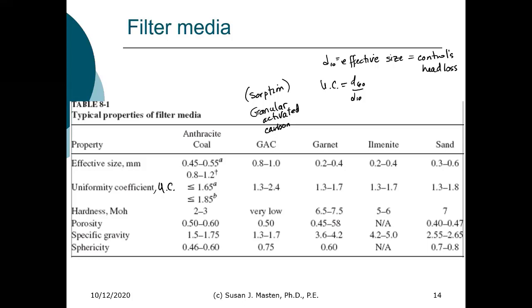This table from the textbook provides you with a number of values. On the other hand, the GLUM standards are slightly different. So I'm going to cross this out and I'm going to give you the GLUM standards. Quite a narrow range for the effective size. This is in millimeters. For the uniformity coefficient, according to the GLUM standards, this should be less than or equal to 1.65.